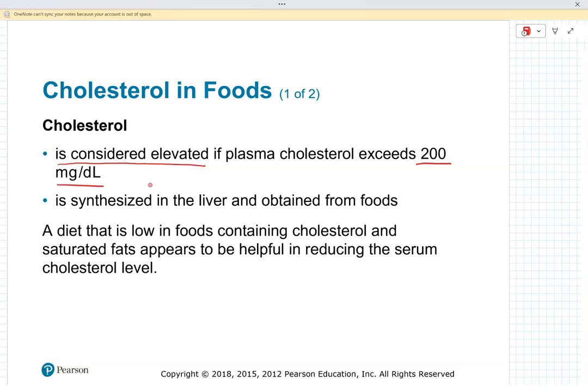It doesn't say that you're healthy. It doesn't say that you're not. It just says nothing. We will get back to this later. Okay, sounds good?